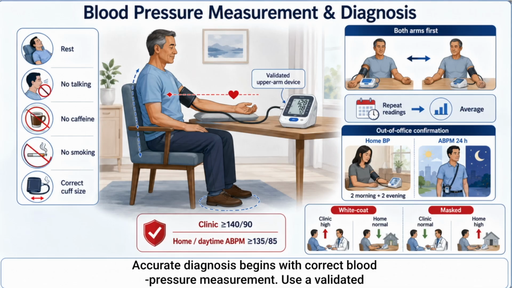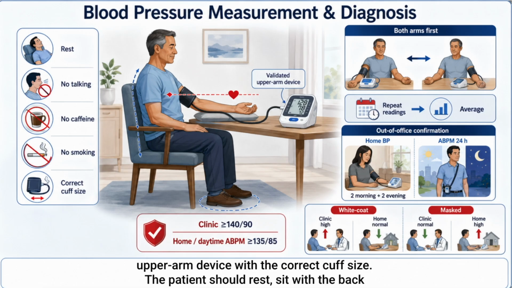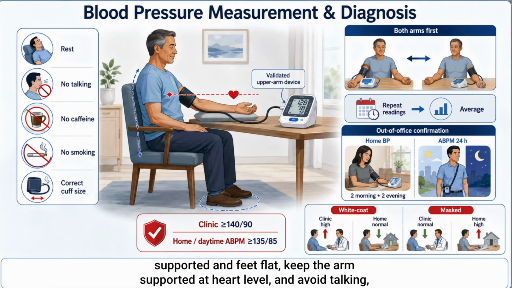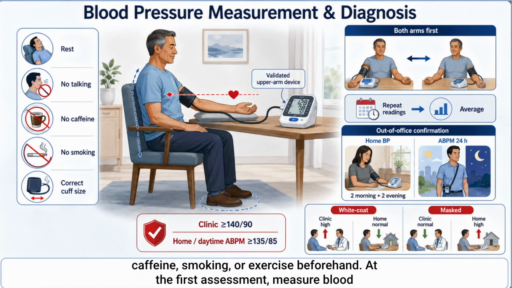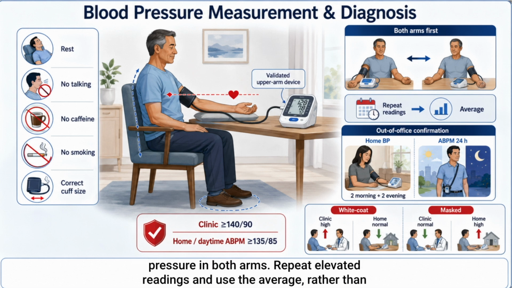Accurate diagnosis begins with correct blood pressure measurement. Use a validated upper arm device with the correct cuff size. The patient should rest, sit with the back supported and feet flat, keep the arms supported at heart level, and avoid talking, caffeine, smoking, or exercise beforehand. At the first assessment, measure blood pressure in both arms. Repeat elevated readings and use the average rather than relying on one isolated measurement.